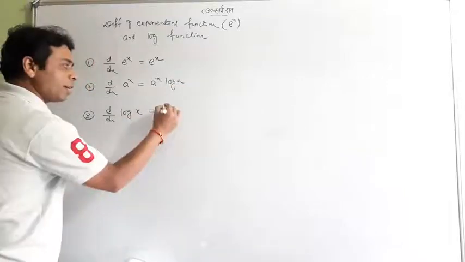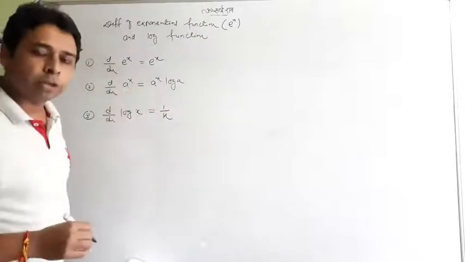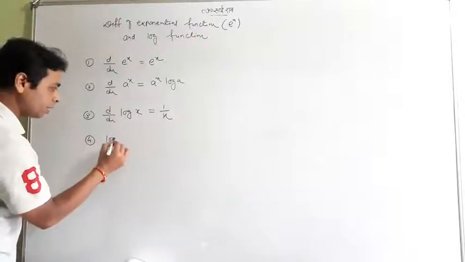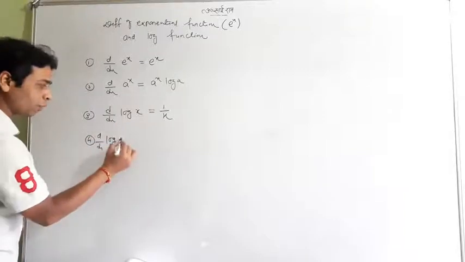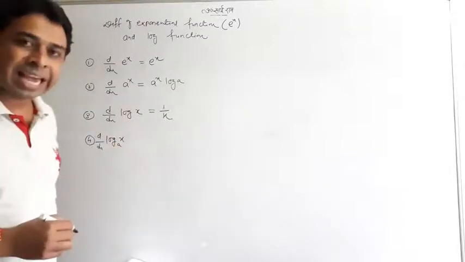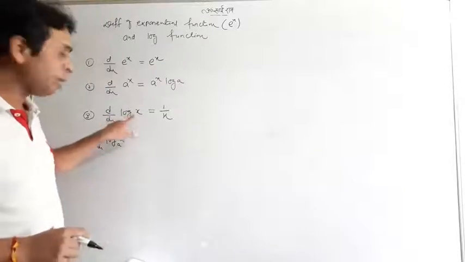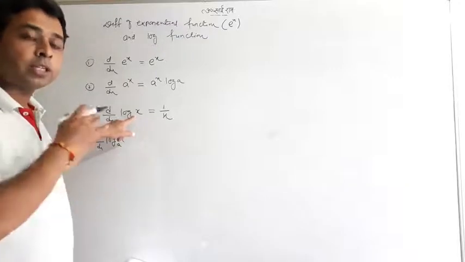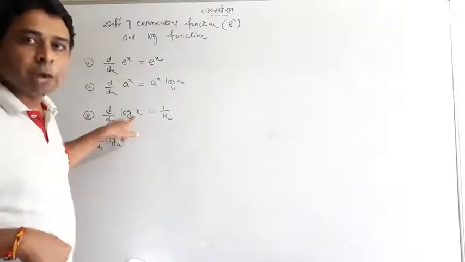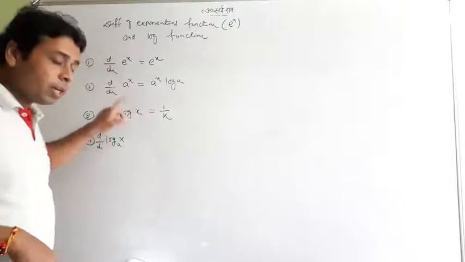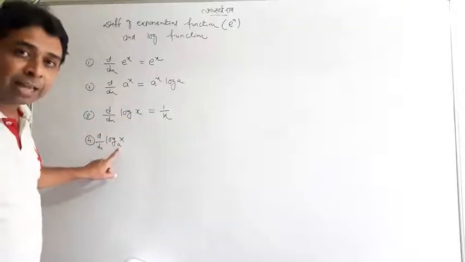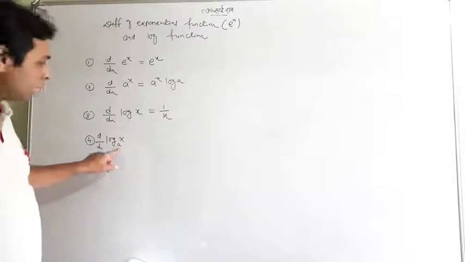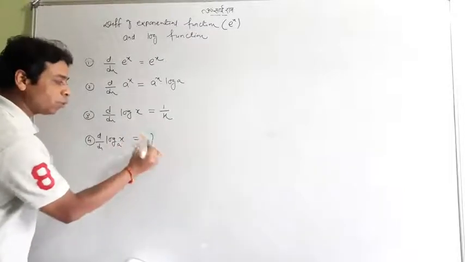So log x has a differentiation of 1 by x. Keep in mind, log x has differentiation 1 by x. Last but not least, I am telling you d by dx of log x with a special base a instead of e. Here the base is e. When no base is written, it means there is base e. But if instead of e you have a base like 5, 6, 7, any number as a base, then what will be its differentiation? That is what we need to know.